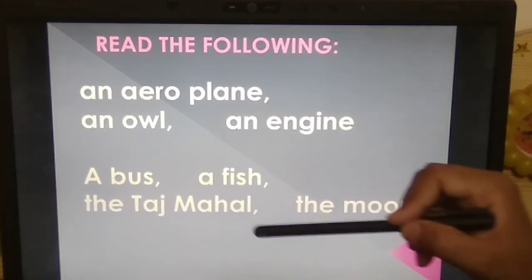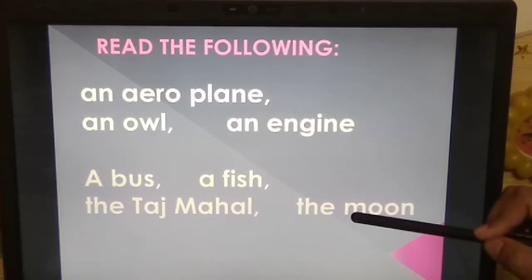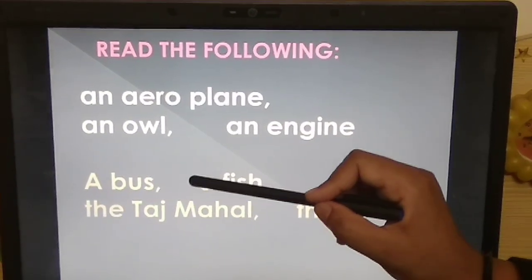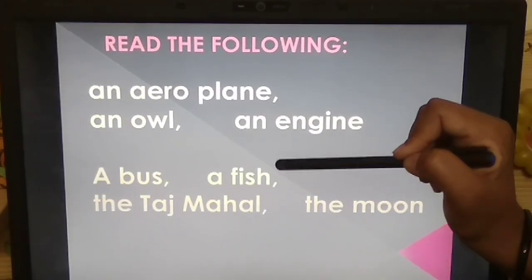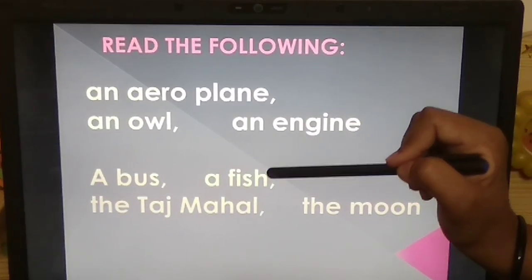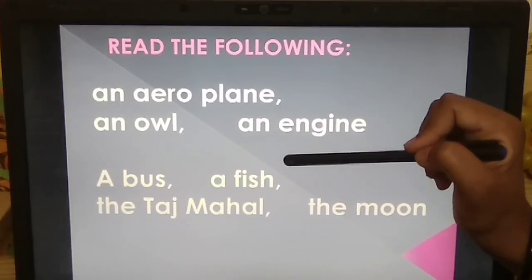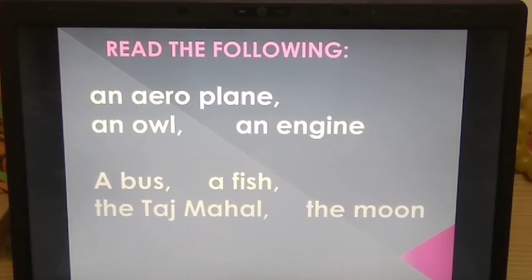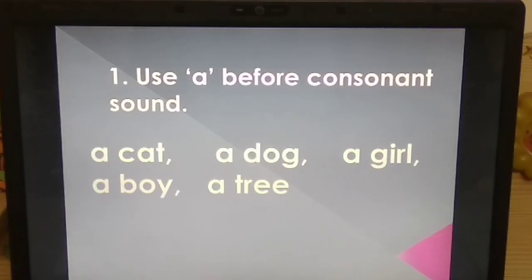Before Taj Mahal, we have placed "the." Before moon, we have placed "the." Now, why can't we place "an" before a bus or "an" before a fish? Can it be done? No. So, there are certain rules for placing "a" and "an." Both these brothers cannot be placed together. Let us see the rule first.